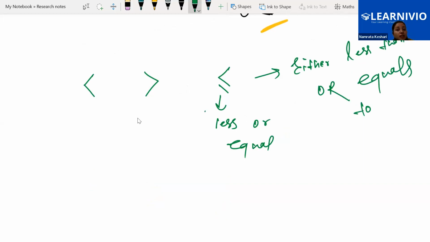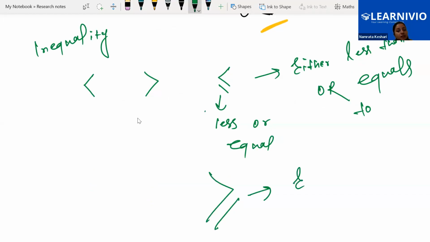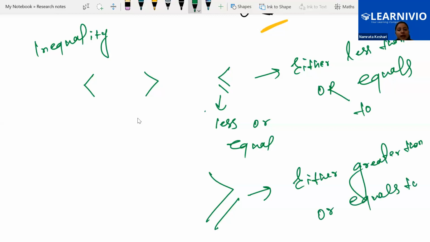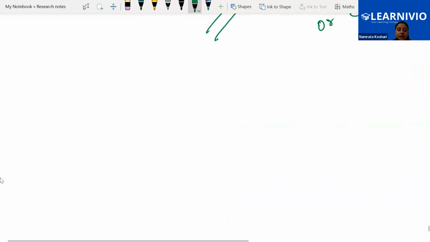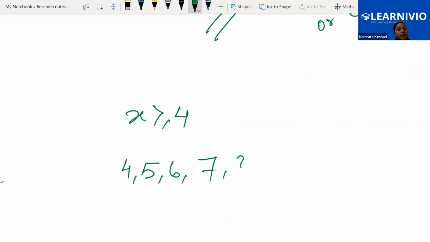Similarly, one more inequality sign. I am saying inequality, equal sign we don't have. This type of lesser than, greater than, lesser or equals to, greater or equals to. This represents either greater than or equals to. That means if I am writing that, suppose x is greater or equals to 4, that means x can be 4, or greater than 4, that means 5, 6, 7, 8, like this. So either it is 4, this equality sign represents that x is either 4 or bigger than 4.